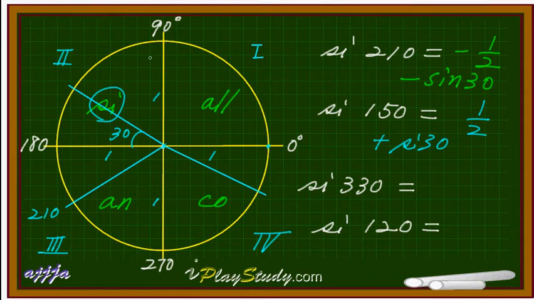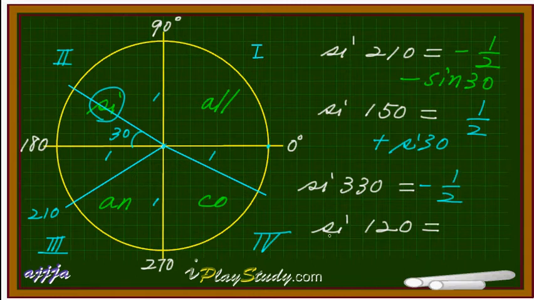Very simple. That means what quadrant? All sine co. That means only cosine is positive, so sine is negative. This one is going to be negative. Then automatically, a 30-degree difference. That means sine 30, which is a half.